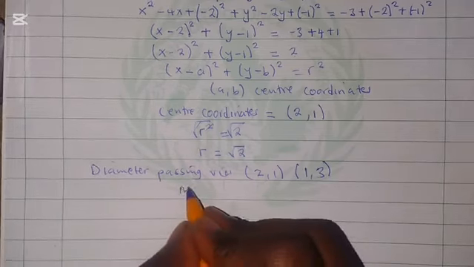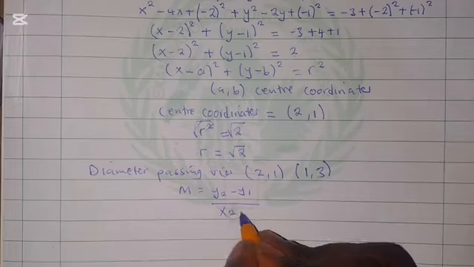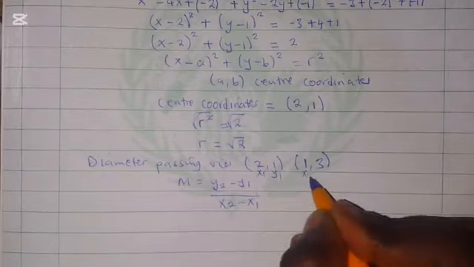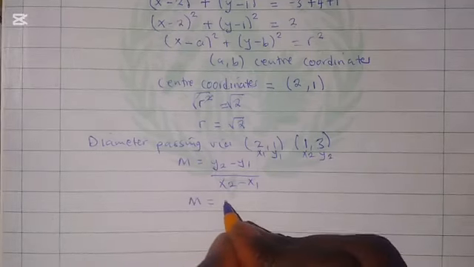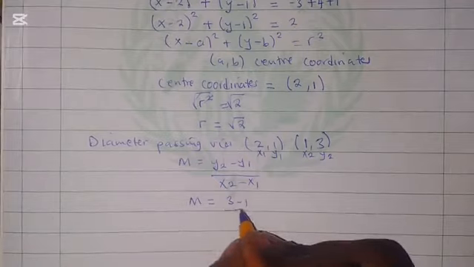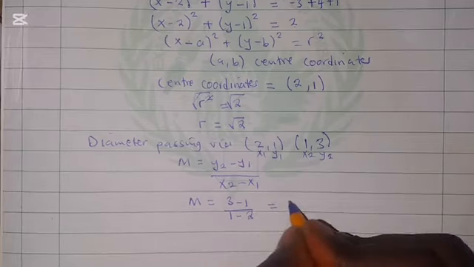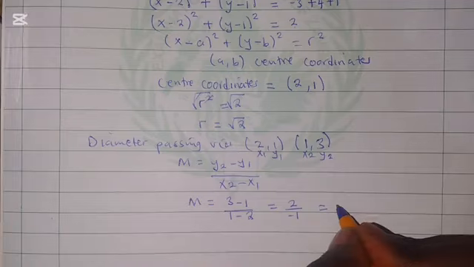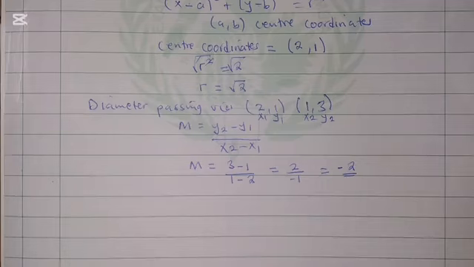So we are going to say m equal to (y2 minus y1) over (x2 minus x1). So we can name our coordinates x2, y2. Then we just substitute. So m equal to y2, it's 3 minus 1, over x2, it's 1 minus 2. So here 3 minus 1 will be 2, and 1 minus 2 is minus 1. The gradient here is minus 2. So this is the gradient. So after finding this gradient, now we can find the equation of the diameter.